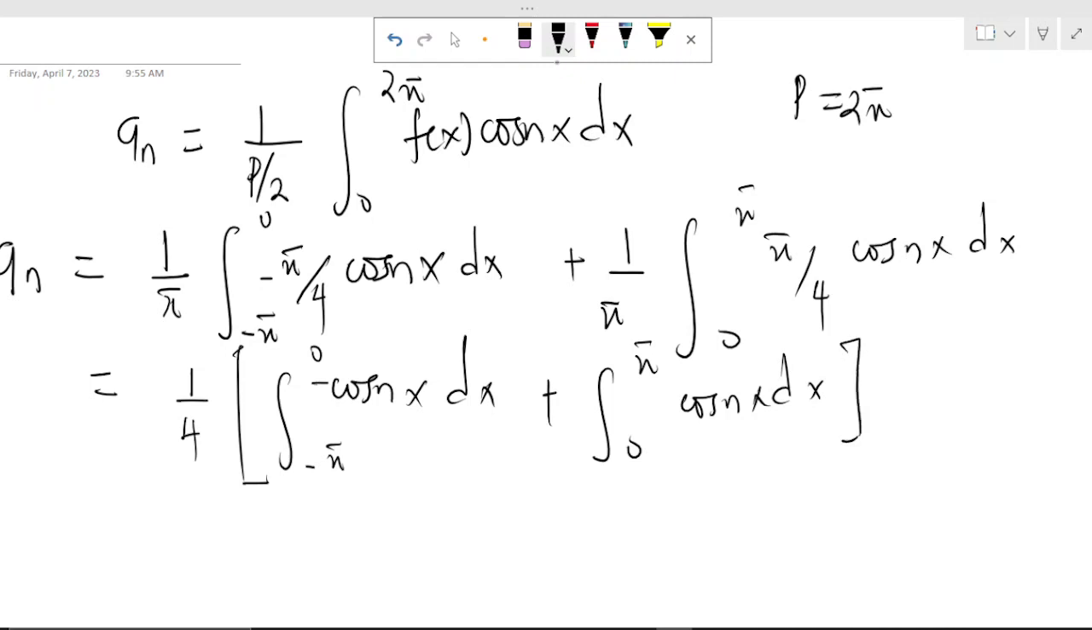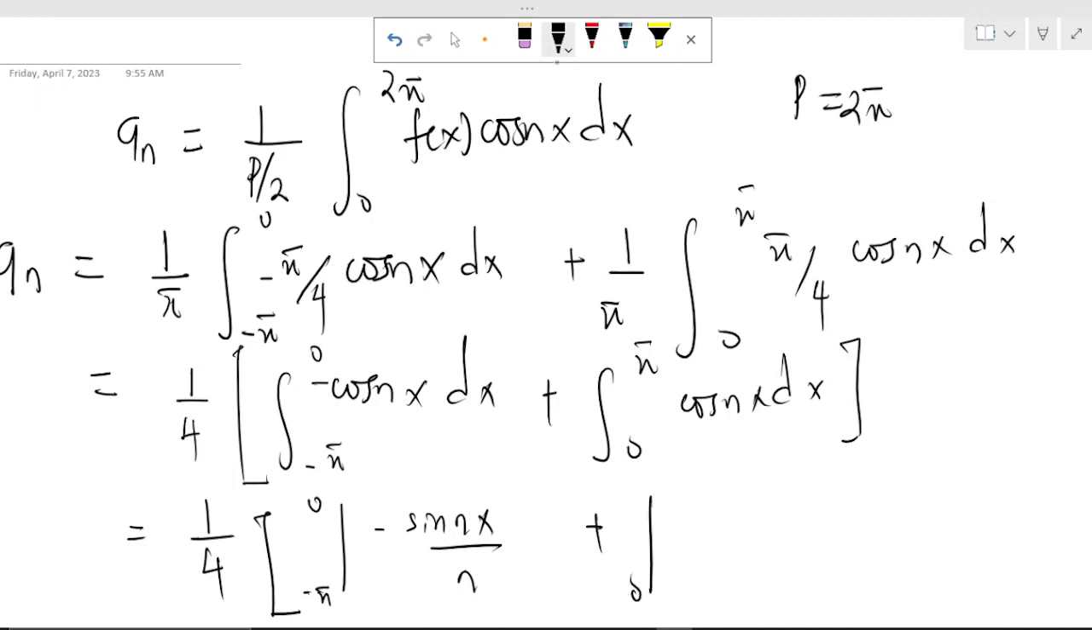So quickly, integral of cos nx dx, what does that give us? That gives us sine nx all over n. So this leads us to this 1 over 4. We have our range minus pi to 0 minus sine nx over n plus 0 to pi sine nx all over n. So times plug now values.